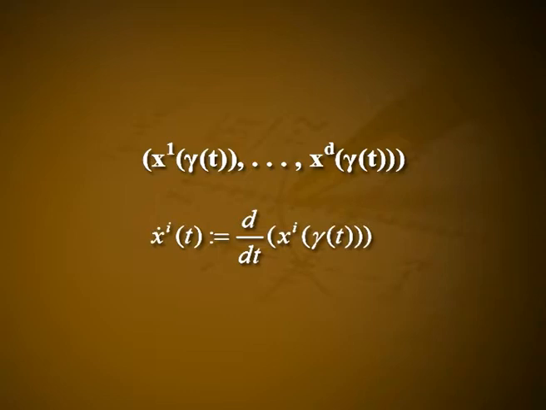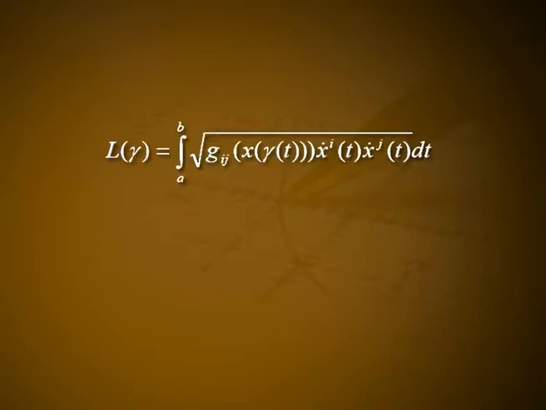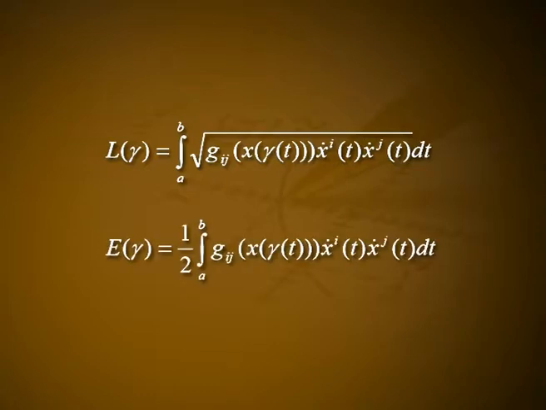Of course, these expressions can be computed in local coordinates. Working with the coordinates x1(γ(t)), etc., xd(γ(t)), we use the abbreviation ẋi(t) = d/dt xi(γ(t)). Then L(γ) is equal to the integral from a to b of the square root of gij(x(γ(t))) ẋi(t) ẋj(t) dt, and E(γ) is equal to ½ ∫ from a to b of gij(x(γ(t))) ẋi(t) ẋj(t) dt. We can also see that the length of a continuous and piecewise smooth curve may be defined as the sum of the lengths of the smooth pieces, and the same holds for the energy.